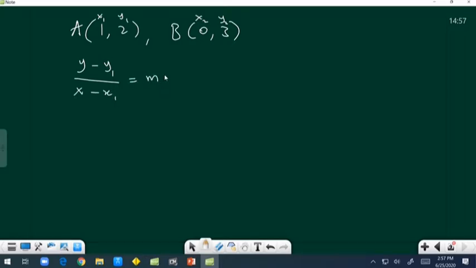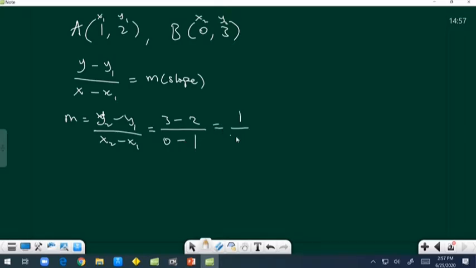So m is the slope. Let's find the slope. m is equal to y2 minus y1 over x2 minus x1. y2 is 3, y1 is 2, divided by x2, 0, minus x1, 1. So we have 1 divided by minus 1. That is minus 1. Okay? 1 divided by minus 1 is minus 1. So we have this as the slope.